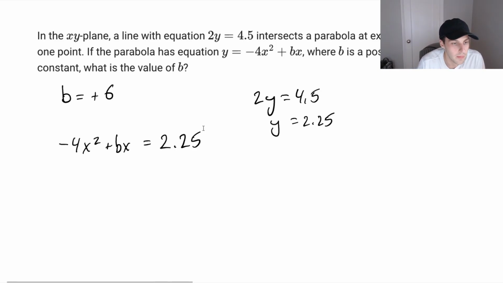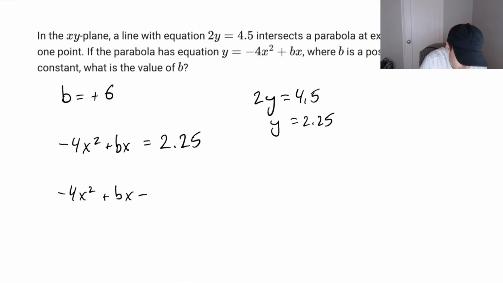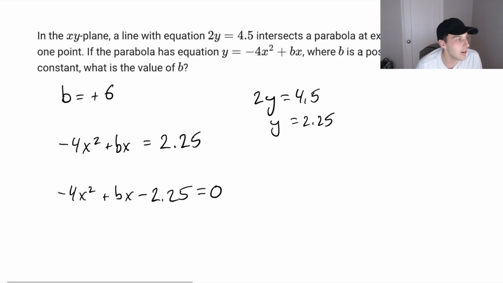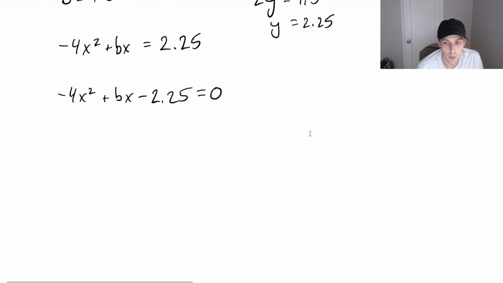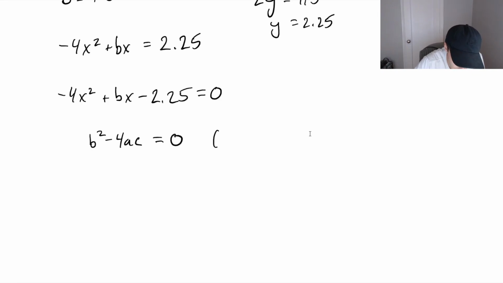When does this happen? Now we really just have a quadratic. We have minus 4x squared plus bx minus 2.25 equals 0. If it only intersects at one value, we know our discriminant, which is b squared minus 4ac, is going to be equal to 0, because it has one point of intersection with that line, 2.25.